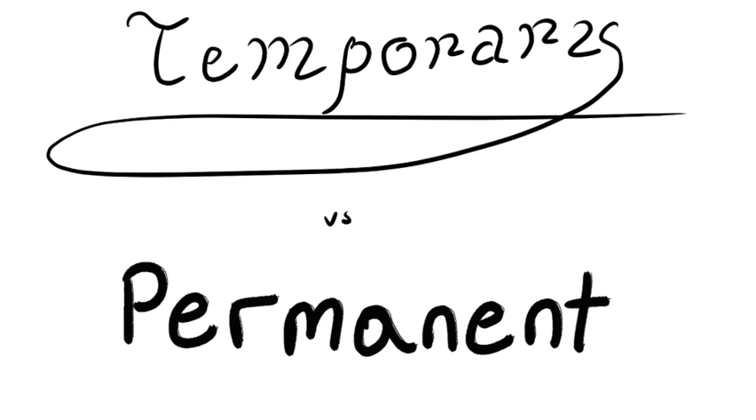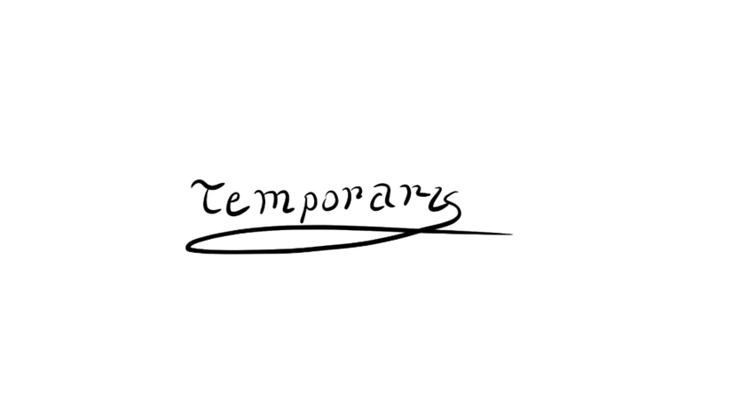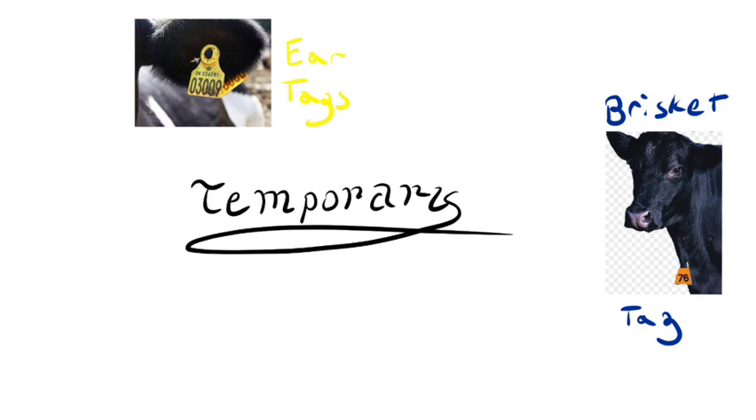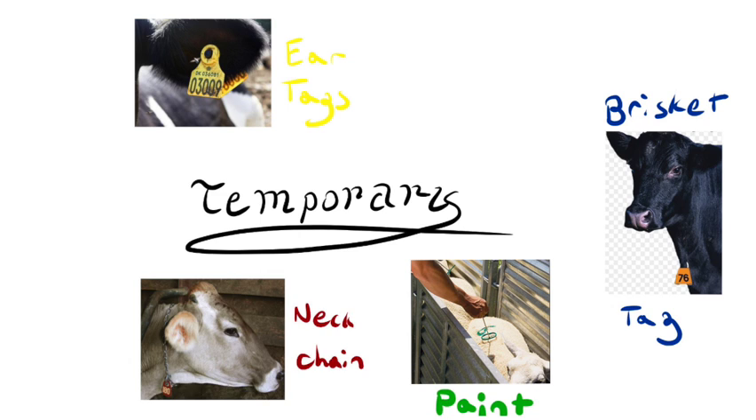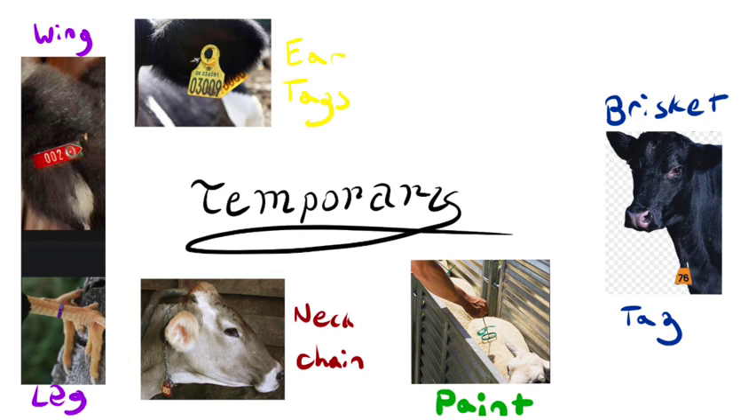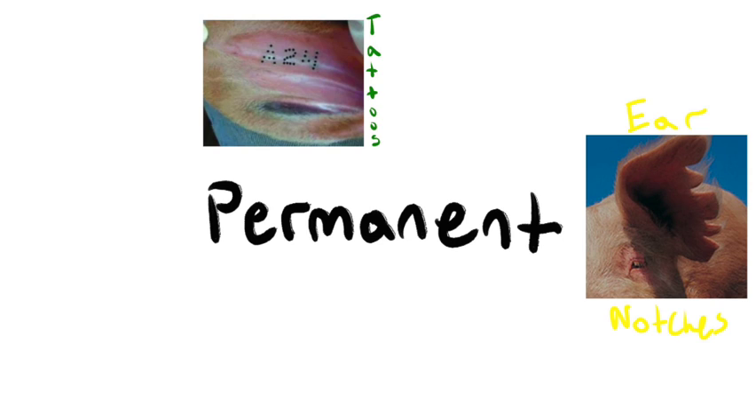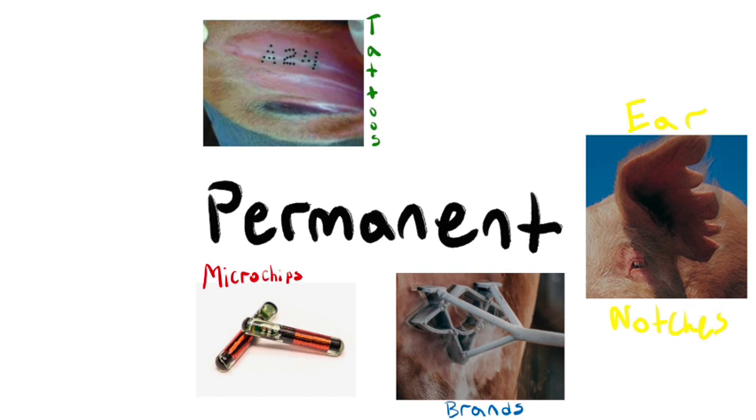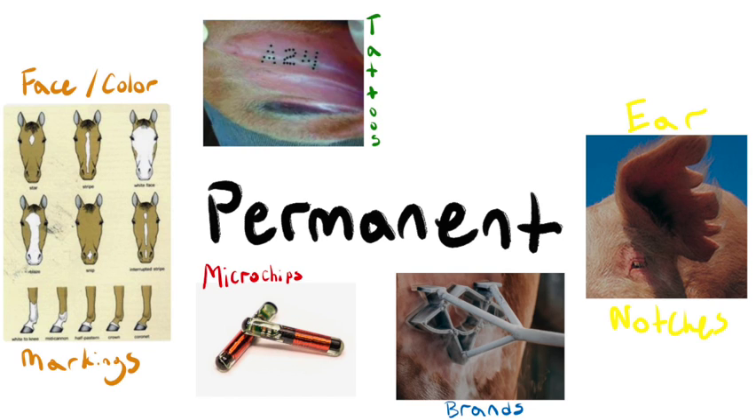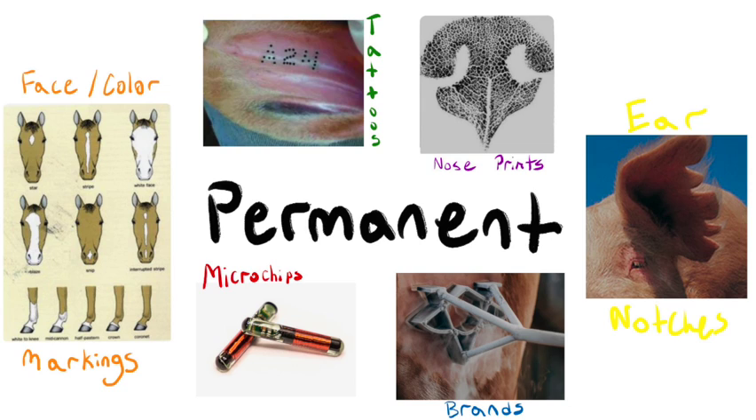So, there are lots of different types of ID methods, and they are separated into two categories, temporary and permanent ID. In our temporary ID, we have things like your ear tags, brisket tags, paint brands, neck chains, leg and wing bands, and your grease crayons or aerosol paint. While in permanent ID, we see things like tattoos, ear notches, freeze and hot brands, microchips, face and color markings, and nose prints. So let's back up a second to why we use ID.